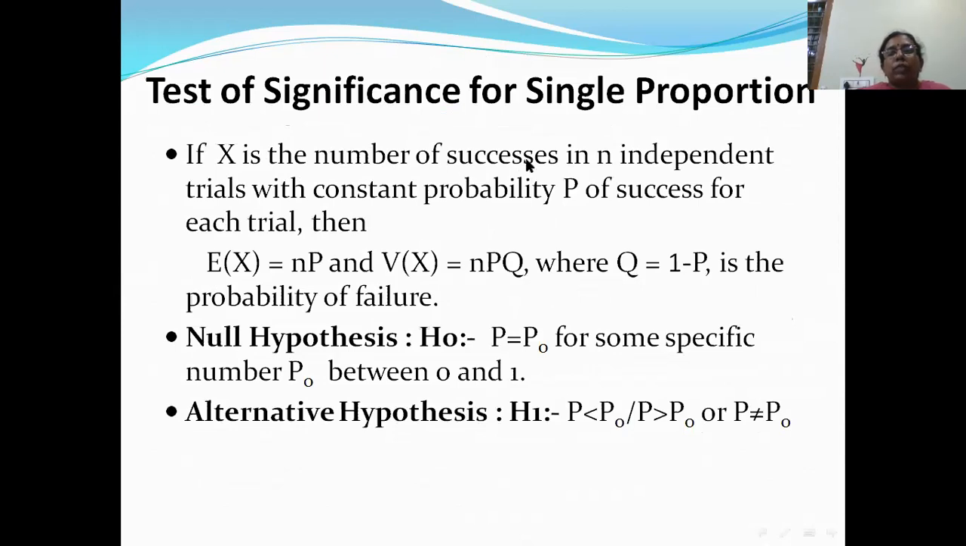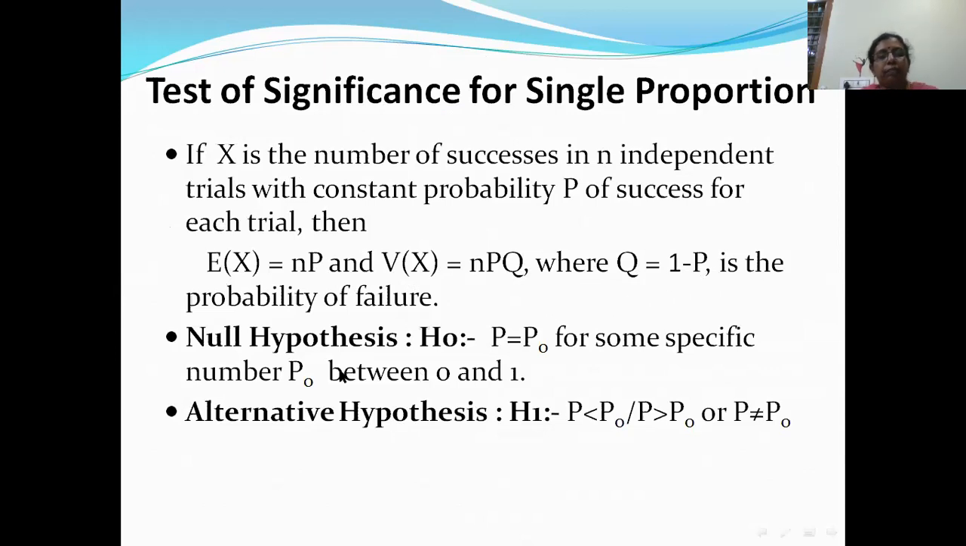Now if X is the number of successes in n independent trials with constant probability P of success for each trial, it follows a binomial distribution. X is number of successes in n independent trials. So it's a binomial distribution with probability of success as P. So we know in binomial distribution mean is NP and variance is NPQ. So here also expected of X will be NP and variance of X is NPQ because this X follows a binomial distribution here. So here Q is equal to 1 minus P, which is the probability of failure.